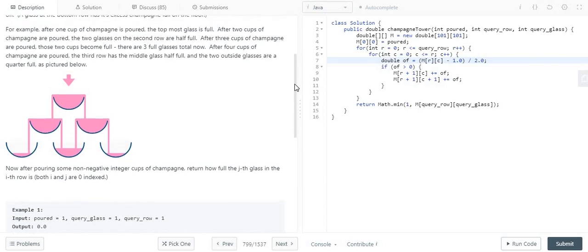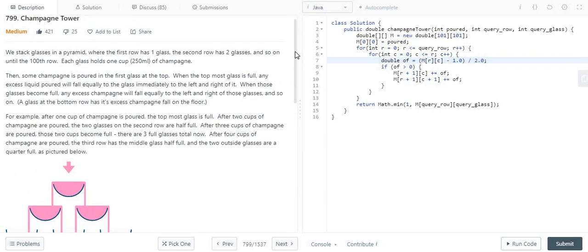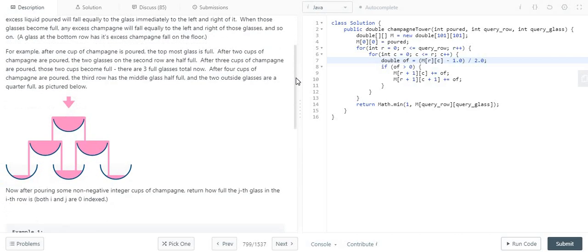So basically here we have to form a two-dimensional matrix, and we are given the champagne tower as a function with three integer inputs. One is how many glasses of champagne we have to pour, then the query row, that is the row of that matrix, and the query glass, which is basically the column of that matrix.